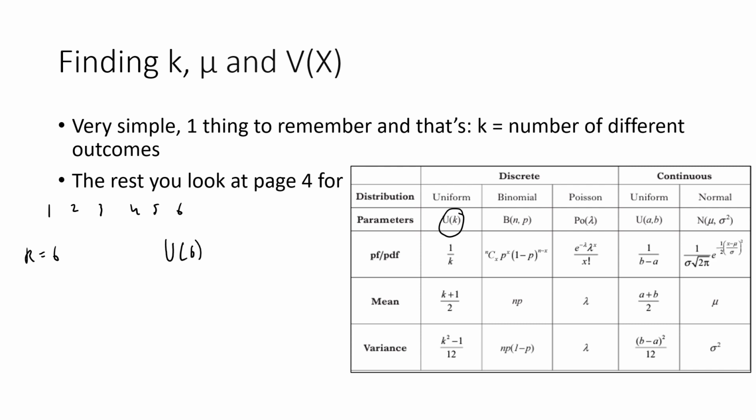If you wanted to find the mean, it's k plus 1 over 2. So 6 plus 1 over 2 is equal to 3.5, which is equal to the mean. And then the variance is just k squared minus 1 over 12, which is 36 minus 1 over 12, which gives us 2.917. That's the variance.